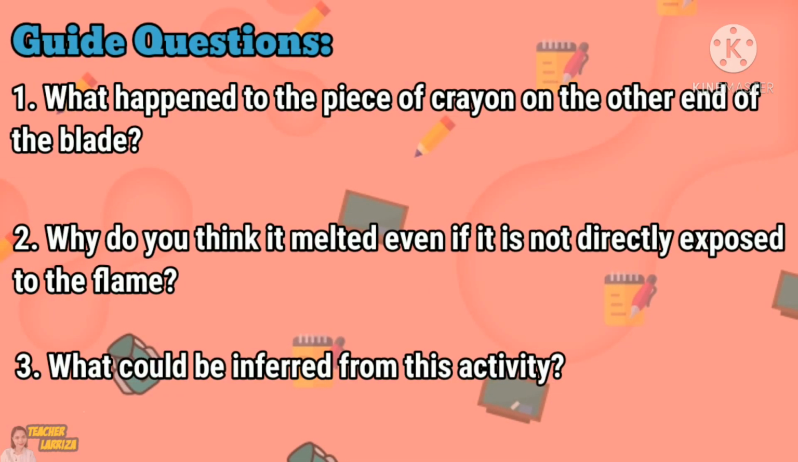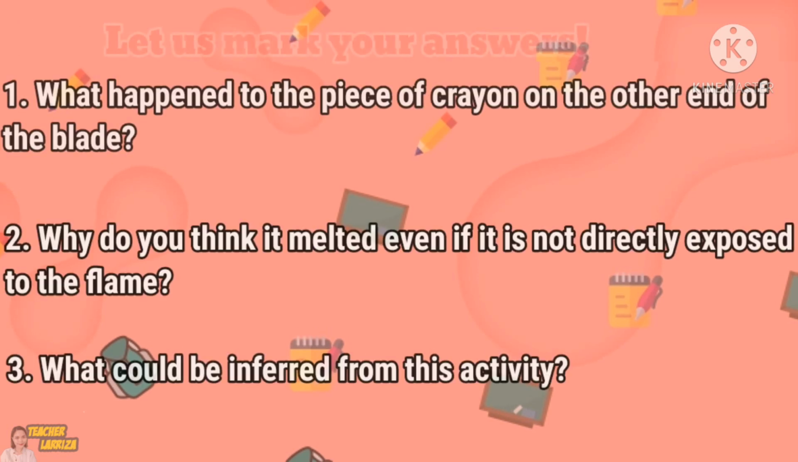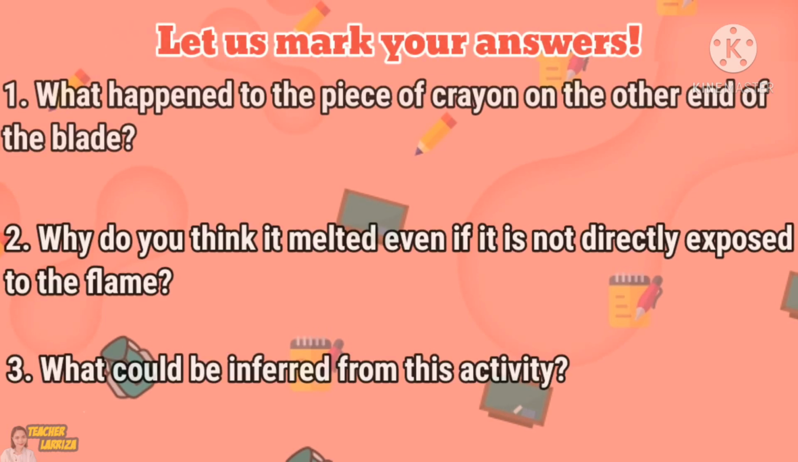Now, let us try to answer some of the guide questions of this activity. Number 1. What happened to the piece of crayon on the other end of the blade? 2. Why do you think it melted even if it is not directly exposed to the flame? And number 3. What could be inferred from this activity? Now, let us mark your answers.